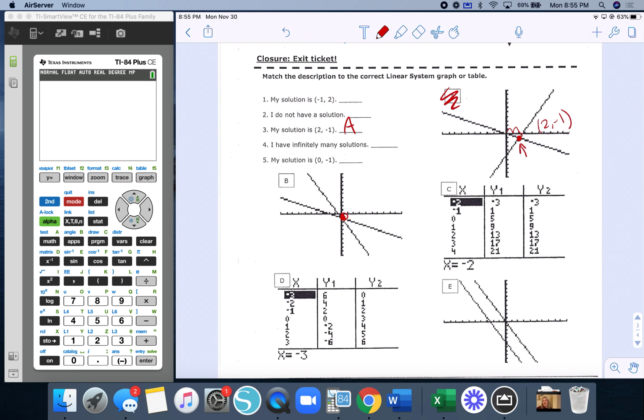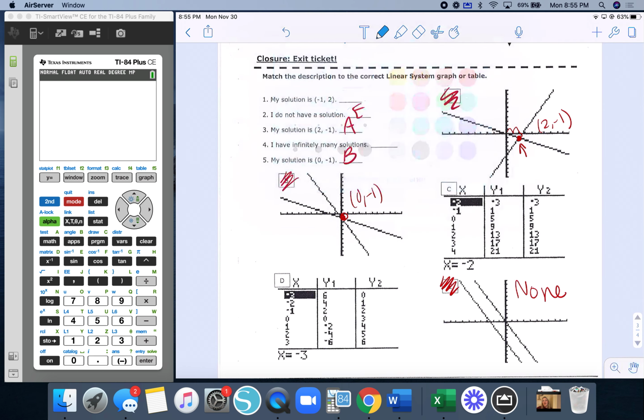B looks like it's going down 1. So that would be the point 0, -1. And then E, these lines are parallel, so there's no solution. So 2, which says I do not have a solution, would be what I'm looking for.